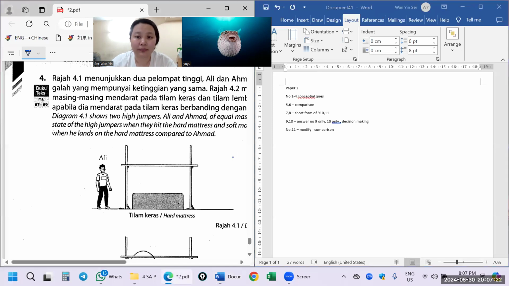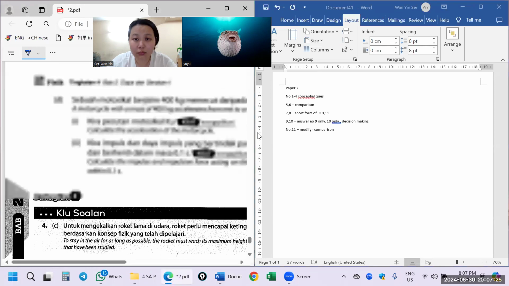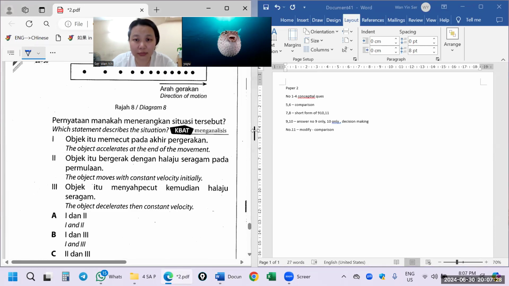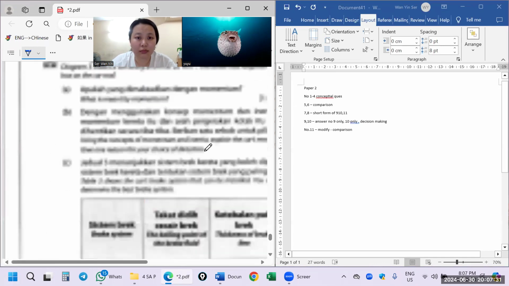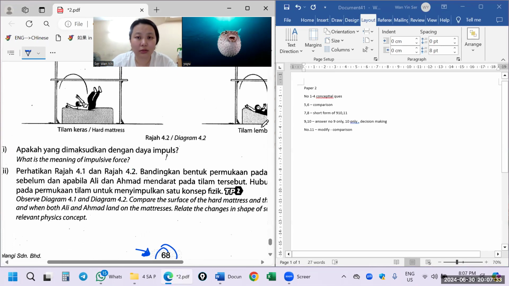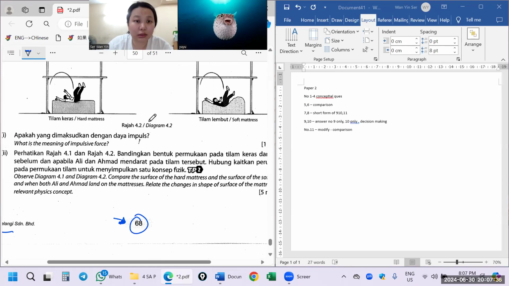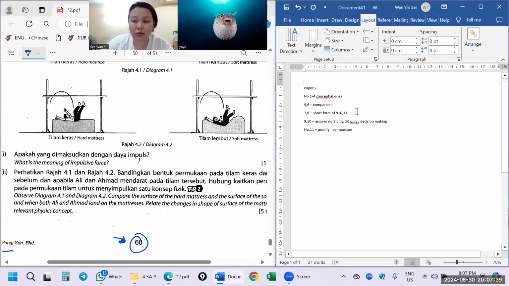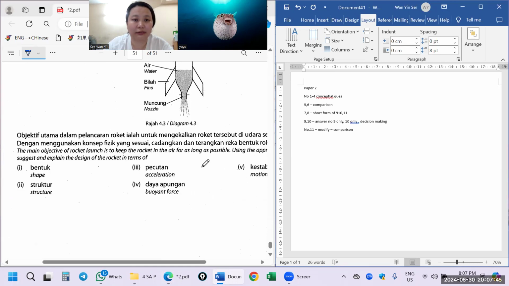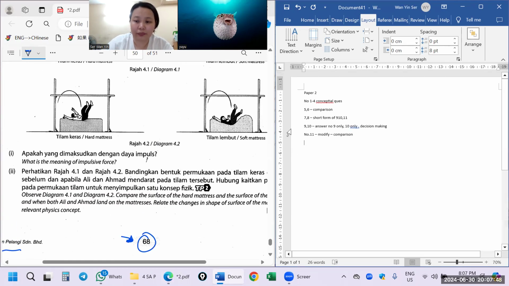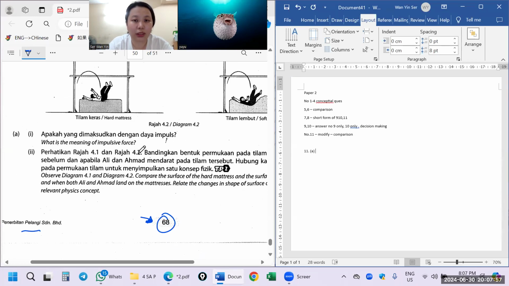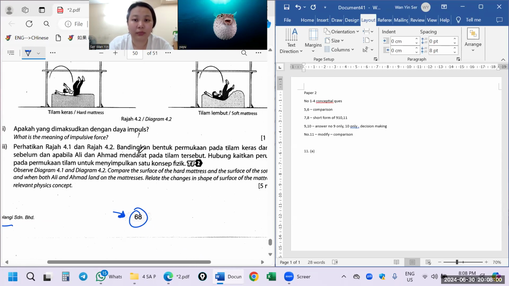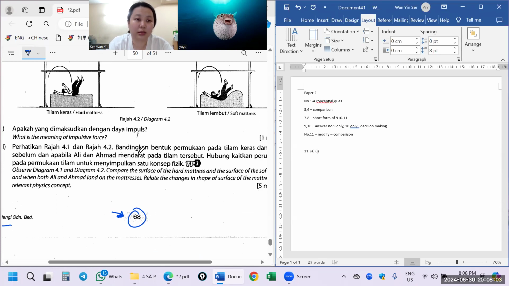Okay, so now I want you to look at this. So for example, now we are answering this. This is actually number 11. You just write number 11. Okay, so A1. Yeah, A1. So you write it on your test pad. A1. What is impulsive force?